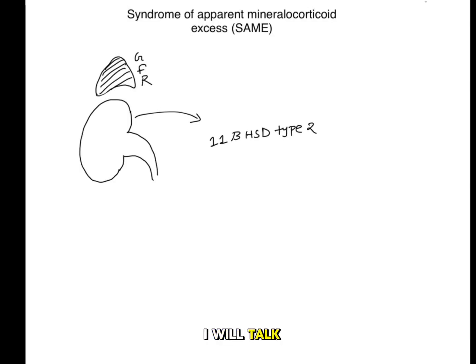In this video, I will talk about syndrome of apparent mineralocorticoid excess. We know that the principal mineralocorticoid is aldosterone. In this syndrome, the aldosterone level is not increased, but there is an apparent mineralocorticoid excess activity. We will find out how that happens.